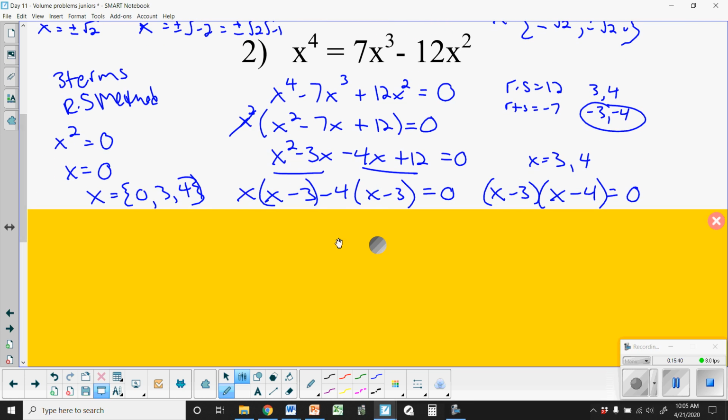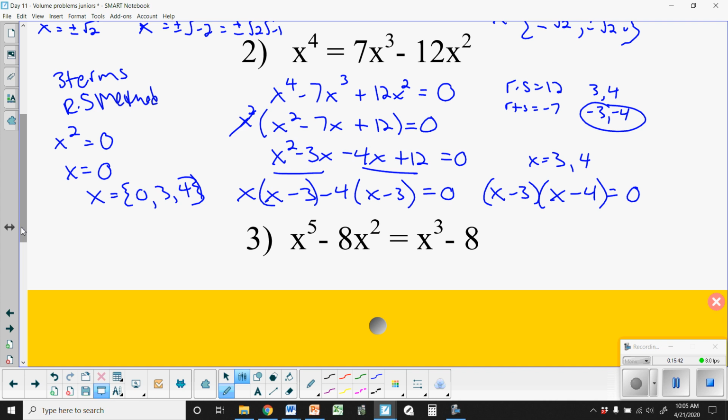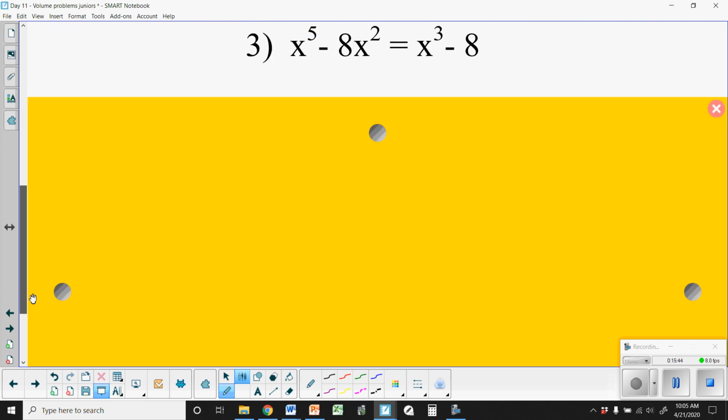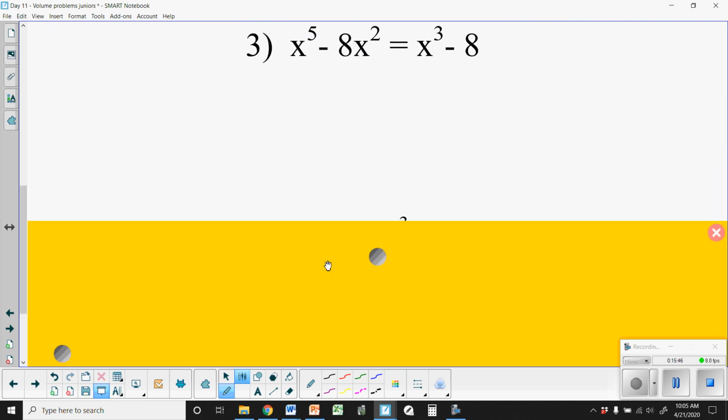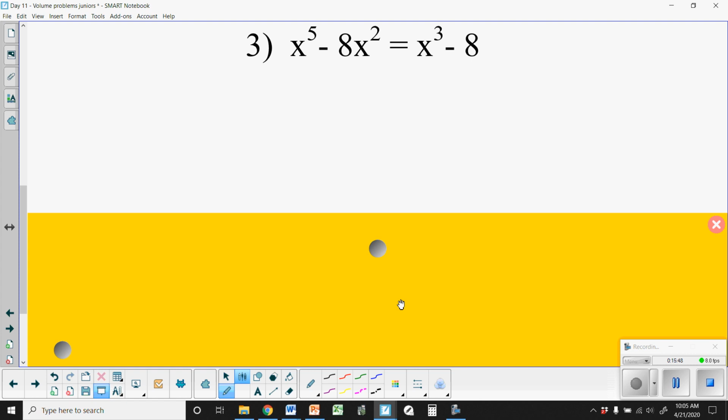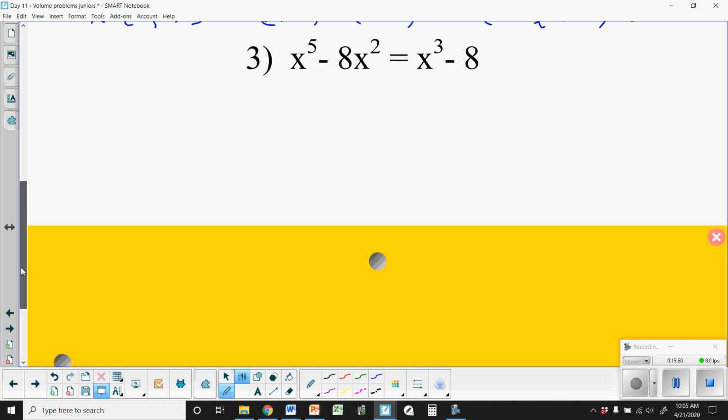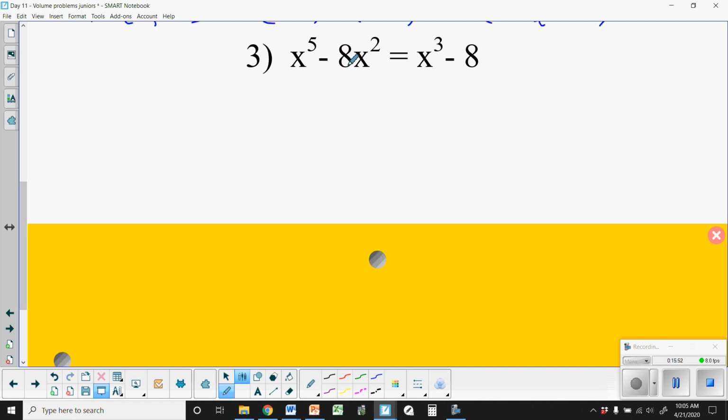So let's look at number 3 here. All right, so again, our process is, step 1, that's right, we want to count the number of terms that we have. So we have 1, 2, 3, 4 terms. What process are we thinking of using? That's right, we should all be saying left side, right side.